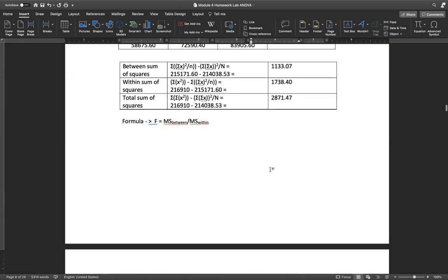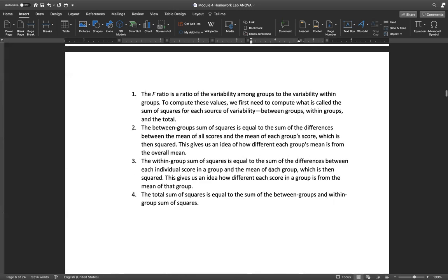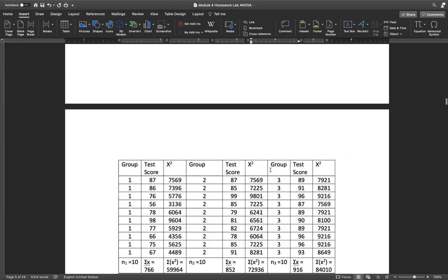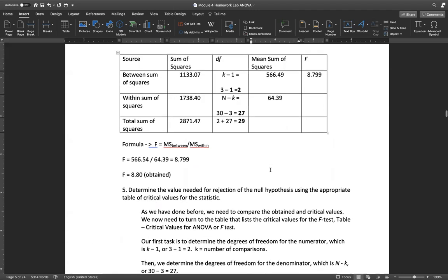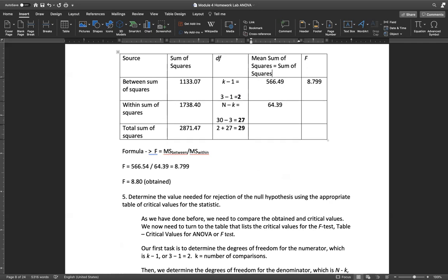Okay, so my mean sum of squares is, I was trying to find that formula. Do I have that formula written out for you? I do not. So the mean sum of squares equals the sum of squares divided by degrees of freedom. I'm going to put that right here. Same thing here, so I'm going to divide this by this degree of freedom.